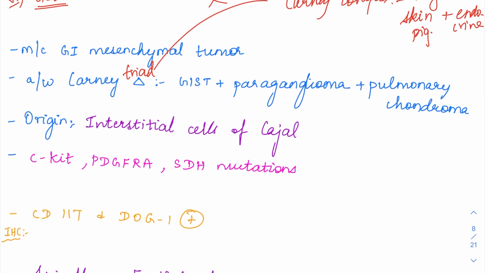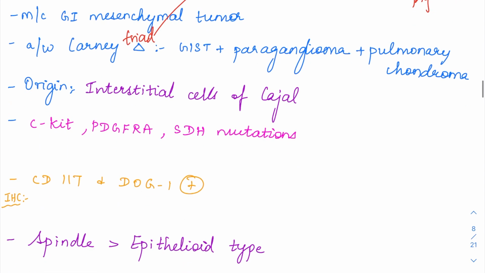So what is the origin of these gastrointestinal stromal tumors? It is going to arise from the interstitial cells of Kajal. These are present in the muscularis propria layer, and from there it is going to arise. So grossly, the tumor will be seen not on the mucosal aspect but from the wall of the stomach. So it will be present on the outside part, starting from the muscularis layer.